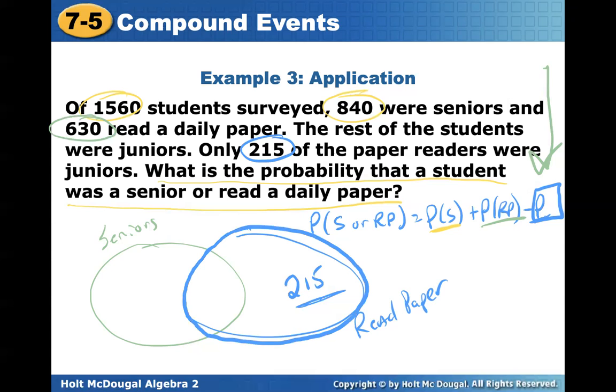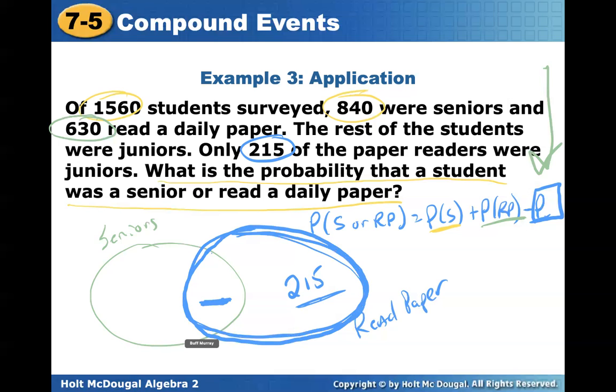How many people should be encompassed in this circle right here? Those are the people that read the paper. 630. So how many are going to fit in here? How many seniors read the paper? If we put 630 in here, we'd have 845 people that read the paper, right? Right? Does that make sense?